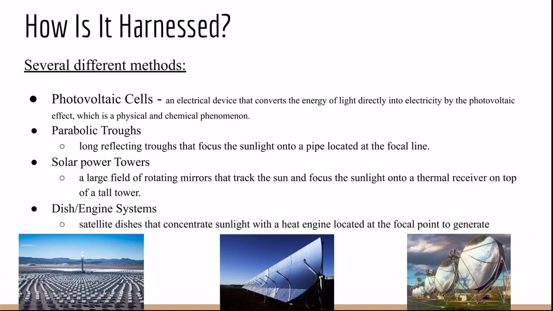The images below are examples of each. The far left image is an example of a solar power tower. The middle image is an example of a parabolic trough, and the far right image is an example of a dish engine system.